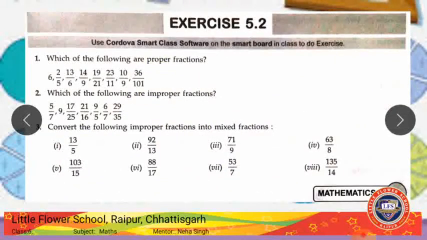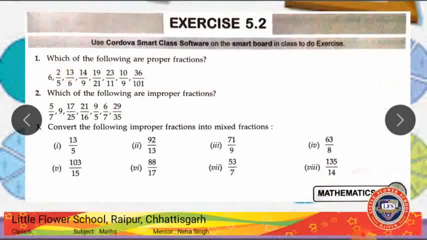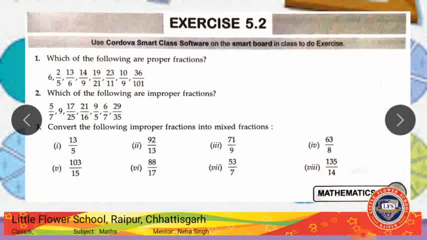Coming on to the next exercise, 5.2. Which of the following are proper fractions? Now see, out of these which are proper fractions? 6 is given only, means it is 6 by 1. Is it a proper fraction? No. Why? Because numerator is 6 and denominator is 1. 6 is greater than 1. That is, numerator is greater than denominator.